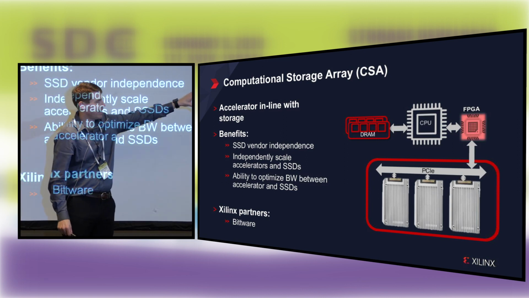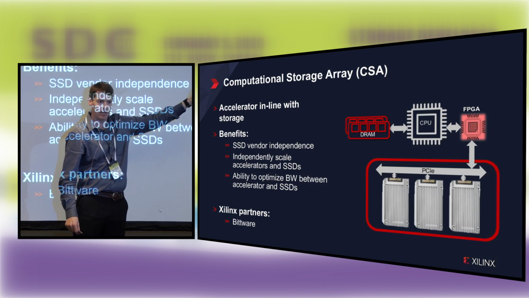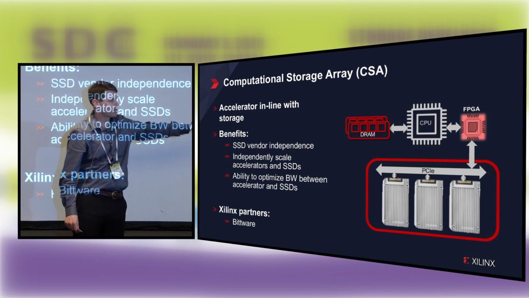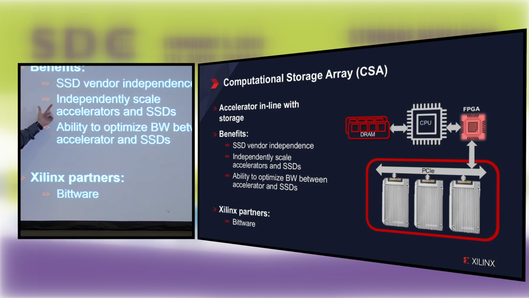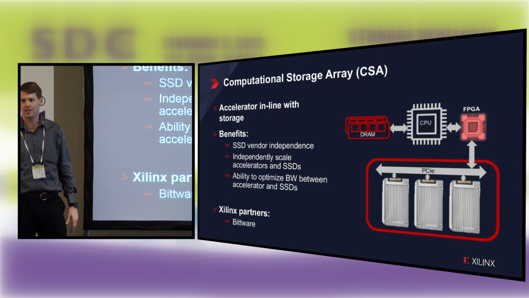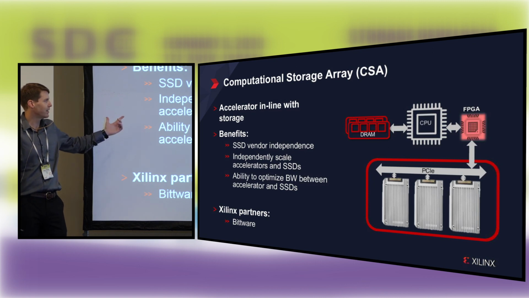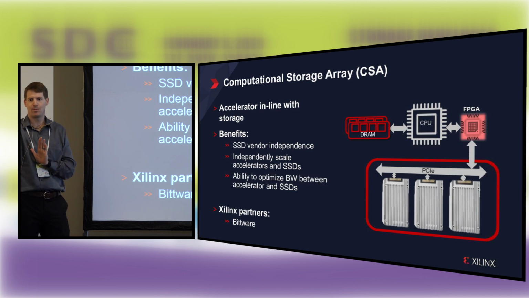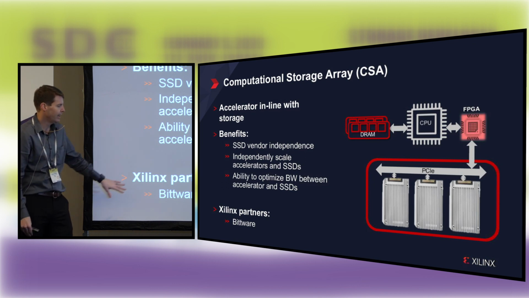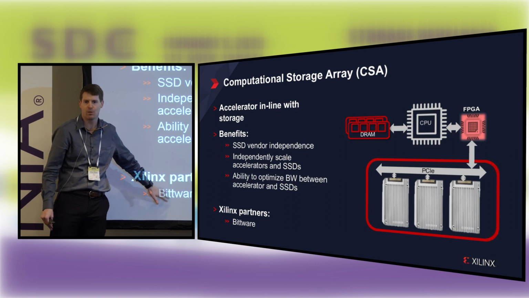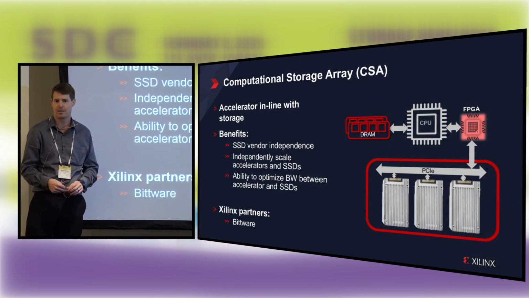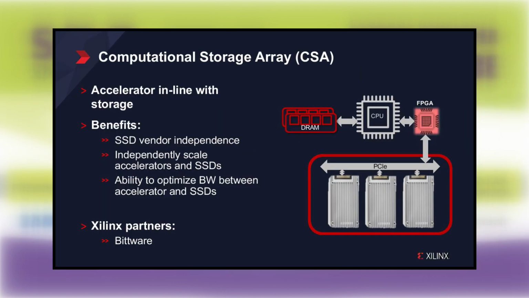So in this case, you have a computational storage processor of some sort that is fronting the storage. So this has the benefit where you can have whatever SSD you want behind it, you can scale the accelerators and the SSDs kind of modularly, and you still are able to have that high bandwidth between the accelerator, potentially much higher bandwidth to the accelerator than you have upstream to the host. And we have some partners, Bitware is actually making a card that does this function that has cables that connect off to SSDs directly.